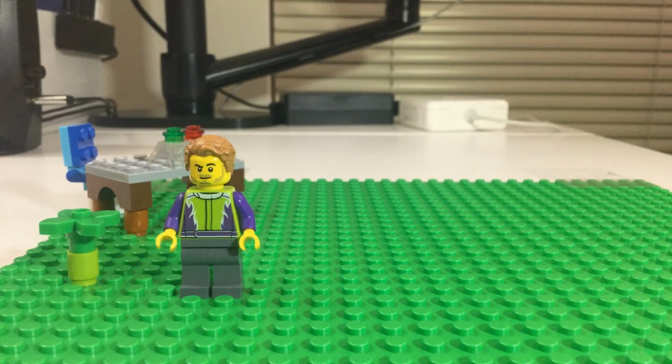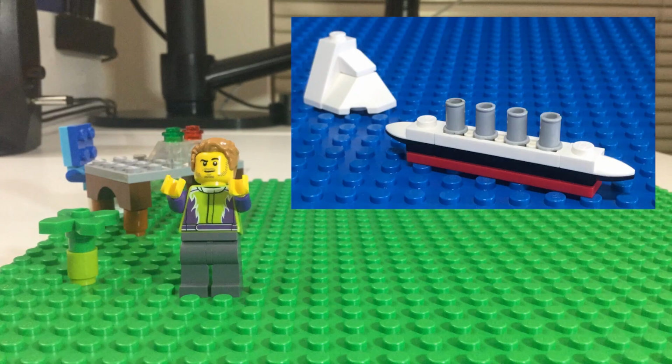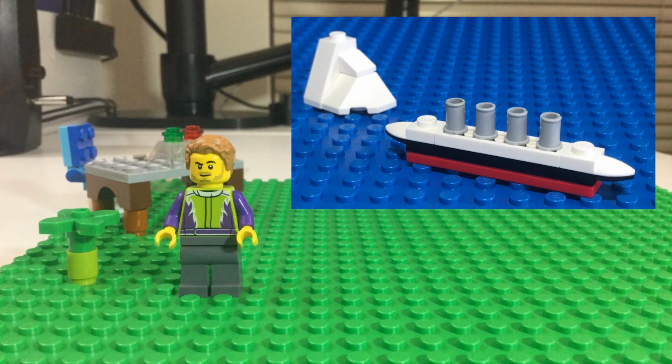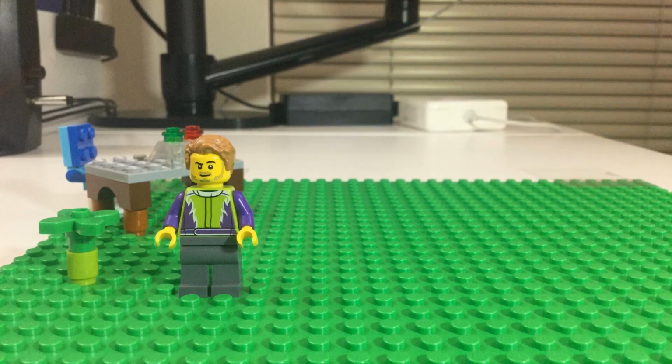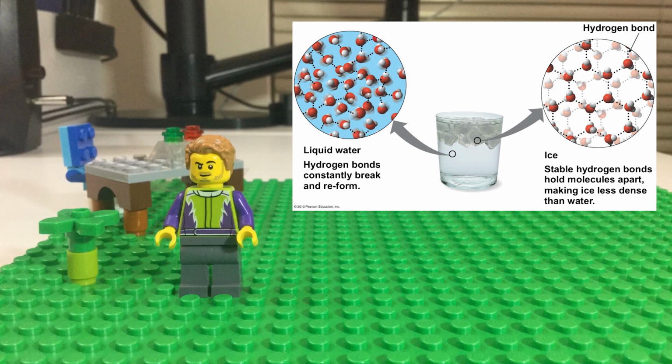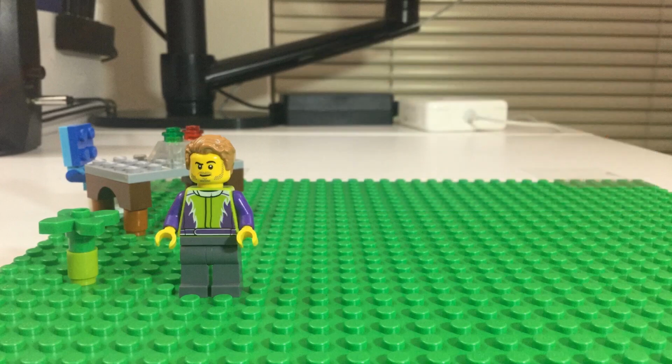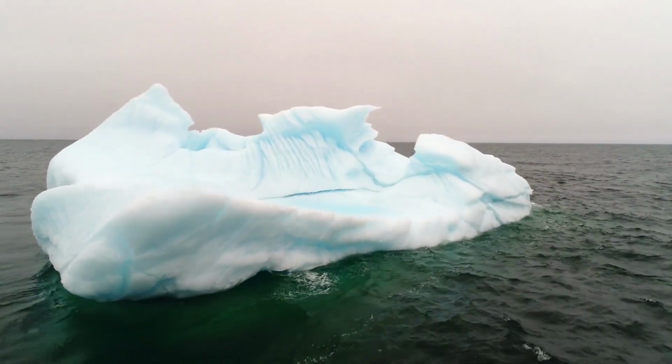Right. What was I going to talk about? Icebergs. What do icebergs have to do with plate tectonics? Well, we know that when ice freezes, it expands because of hydrogen bonding. It becomes less dense than the original water. We also know that ice floats in water and looks like this.